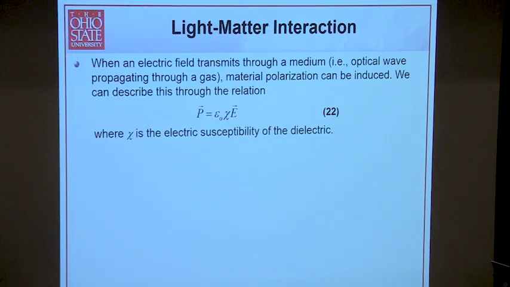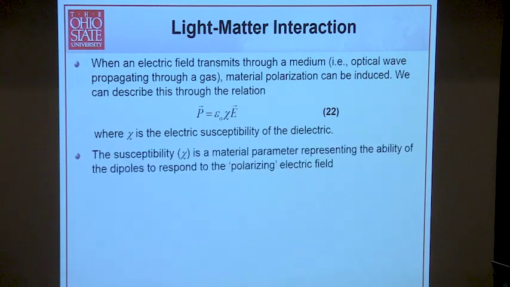So we have epsilon naught times chi and E. And chi is the electric susceptibility of the dielectric species. And really what the susceptibility is, it's a material parameter that represents the ability of a dipole, think about a species, to respond to a polarizing electric field. Some will be resistant, some are happy to play along. That's how you can think about it. So it's just a material property.